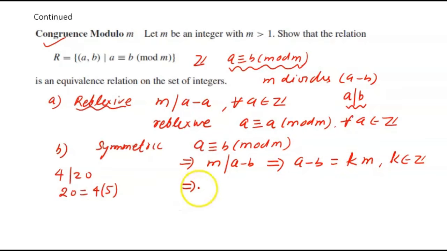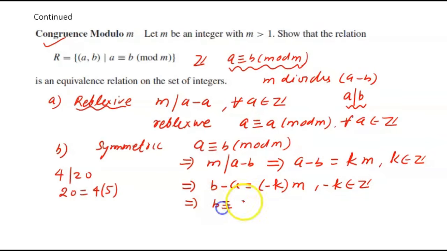So this is what I am doing here. And if a minus b is equal to k times m, then what will b minus a be? B minus a will be minus k times m, right? And since k is an integer, minus k is also an integer. So we conclude that b is congruent to a modulo m. Yes or no? Because if you divide b minus a by m, you will get minus k as the quotient. So if a is congruent to b modulo m, then b is congruent to a modulo m. So it is a symmetric relation as well.